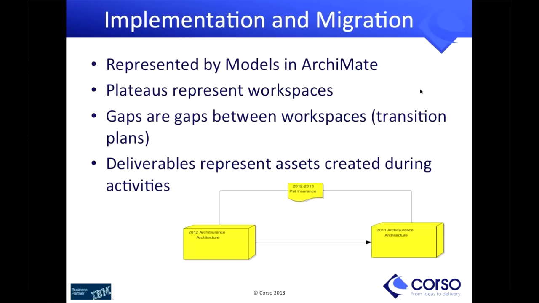We can then look at gaps between workspaces. So the symbol in the middle of the screen here is actually a gap. And those are effectively your transition plans between one plateau and the other plateau. So how do we get from 2013 architecture to 2013? Yep, we look at a gap. And each of those gaps will generate deliverables and assets to enable us to get there. So what we're really doing here is we're modelling time, and we're modelling the state of the architecture over time.